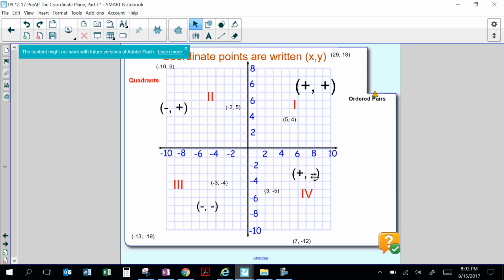And so what we talked about today is how to read the ordered pair, the coordinates of an ordered pair, and plot. Just think of x, comma, y.